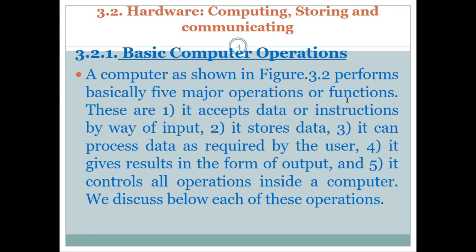Hardware. The basic computer operation. There are 5 basic operations or functions of a computer system. One, it accepts data, it stores data, it processes data, and gives results in the form of output. It also controls the operation of the computer system.